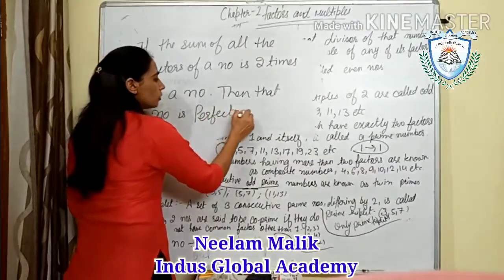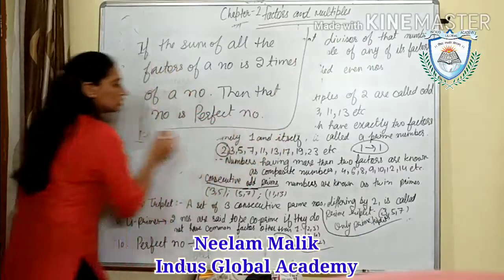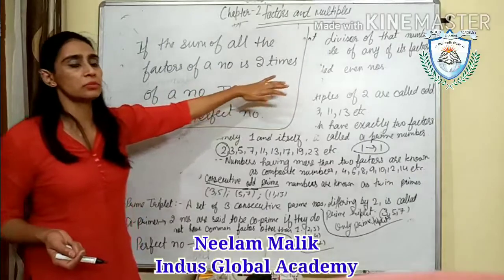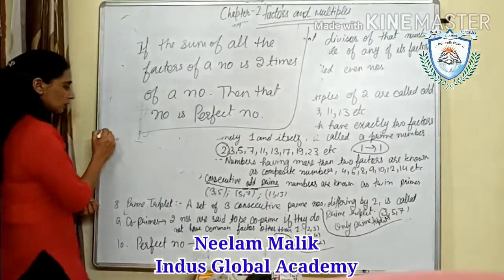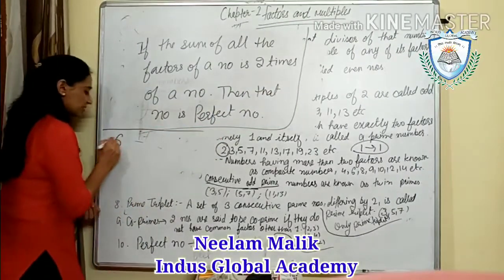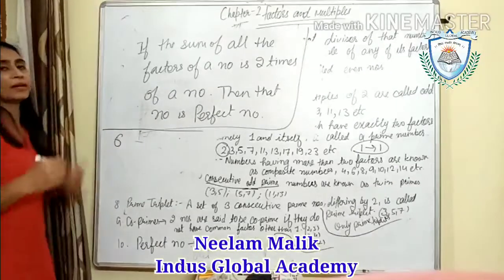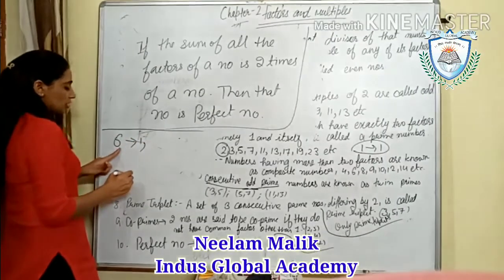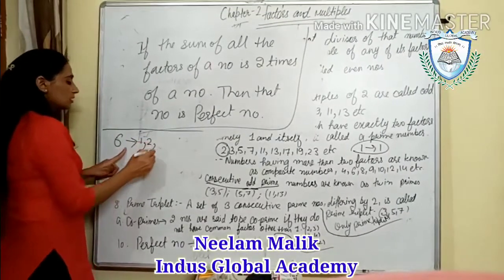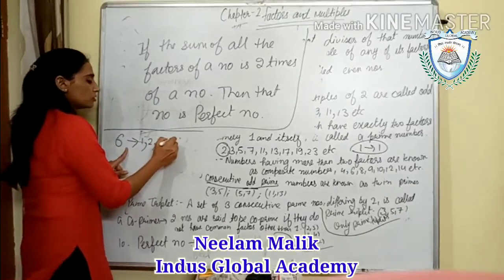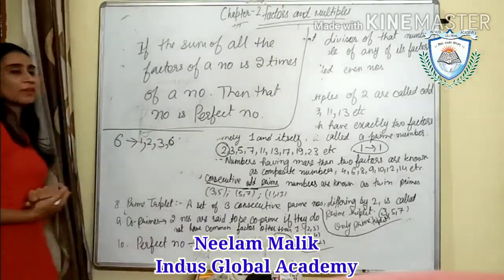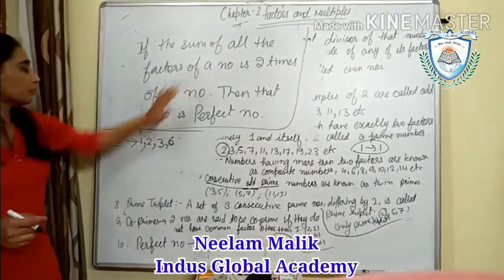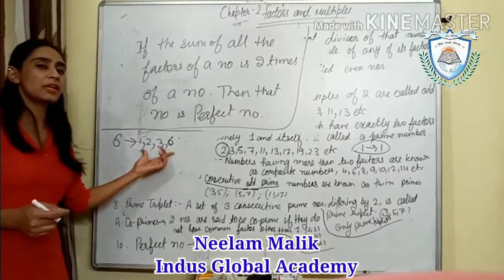Okay, so what this definition means: if the sum of all the factors of a number is 2 times the number, let's take the number 6. Find out all the factors of 6. 6 comes in the table of 1, in the table of 2, in the table of 3, and in the table of 6. So these are all the factors. Now find the sum of all the factors.